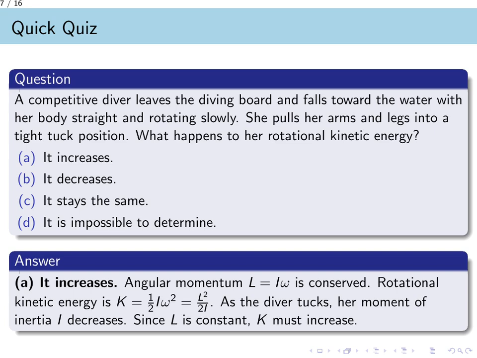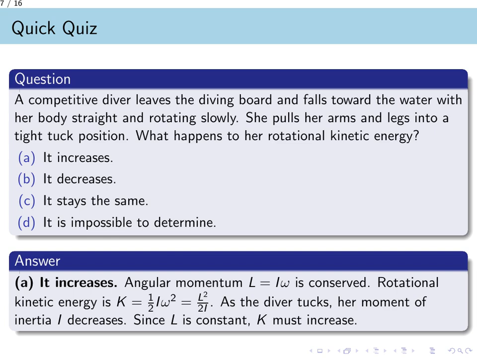This question explores the relationship between angular momentum and rotational kinetic energy for a system whose shape changes. The key insight is that while angular momentum can be conserved, rotational kinetic energy is not necessarily conserved in this process. First, let us establish our conserved quantity. While the diver is in the air, the force of gravity acts on her center of mass, producing no net external torque.